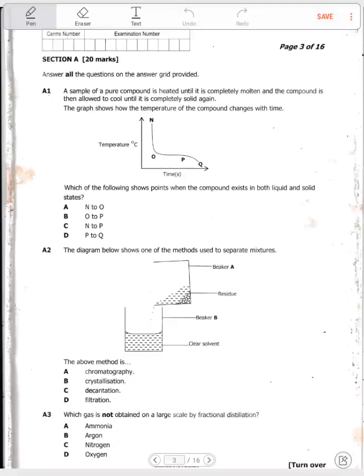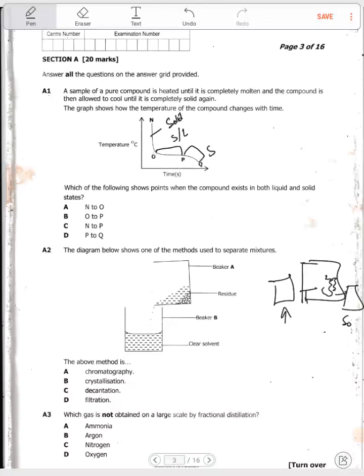Now remember, it's a solid, it's been heated, becomes a liquid, and then it's cooled and goes back to solid. This type of change does not just occur from liquid to solid. It has to pass through two phases. So there will come the intermediate phase here, which is going to have both solid and liquid. So at NO here is a solid. Then at OP, at this particular point, it has both solid and liquid. Then at PQ, it's solid again. So OP is the answer.